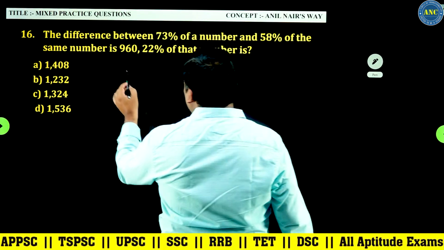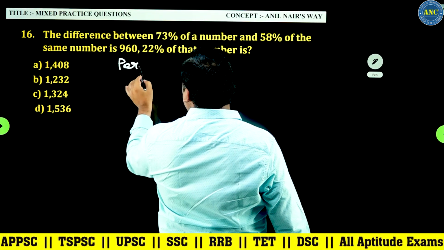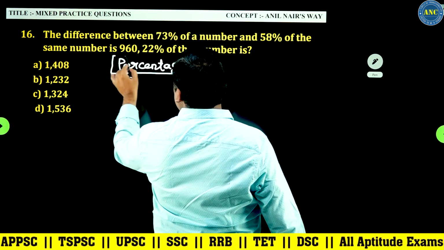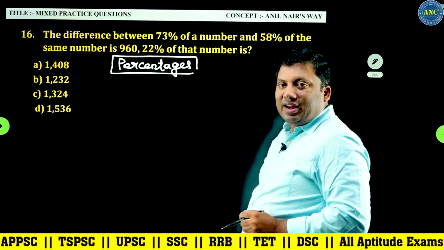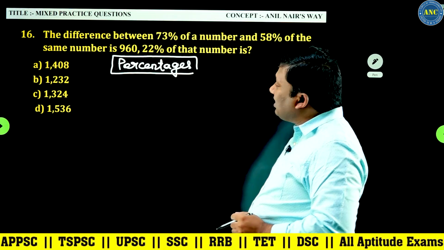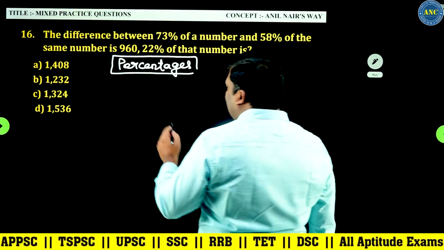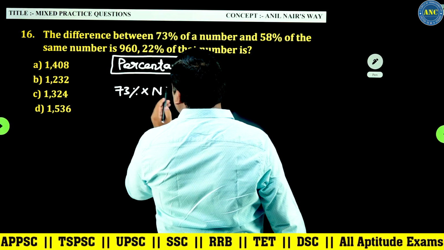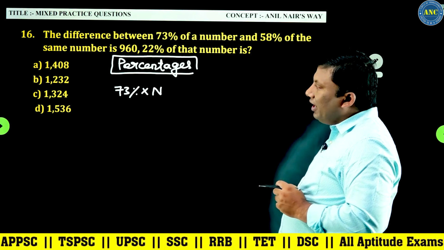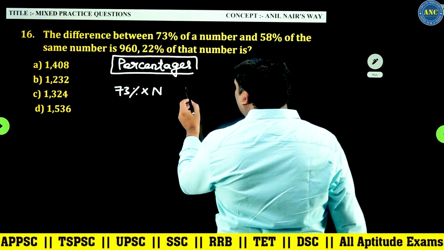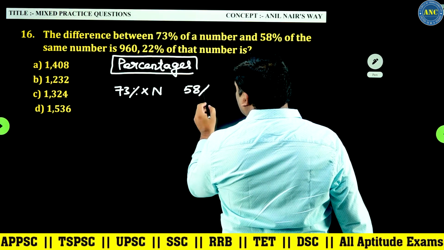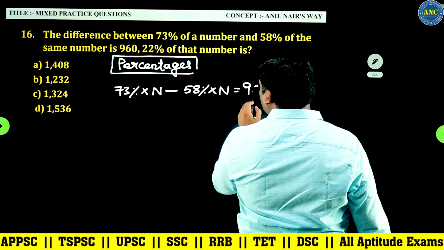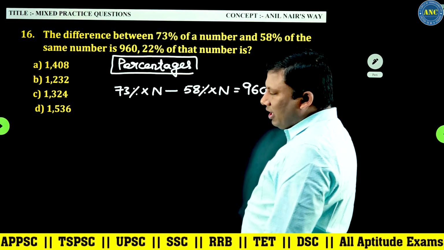This question is from percentages. Read the question. The difference between 73% of a number, let us call it n. So, it will become 73% of n and 58% of the same number. Difference it is 960.